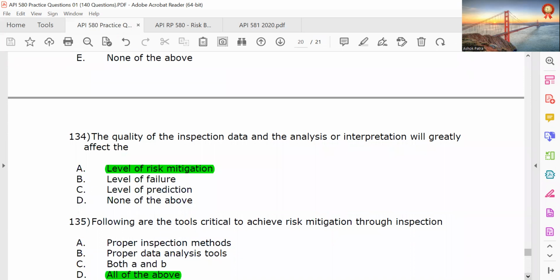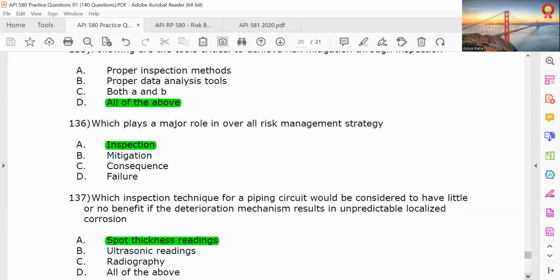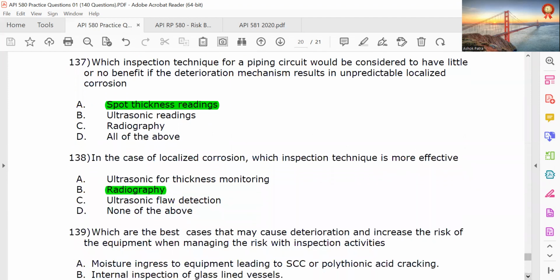The quality of inspection data and analysis of interpretation will greatly affect the level of risk mitigation. Following are the tools critical to achieve risk mitigation through inspection: proper inspection methods and proper data analysis method tools, which play a major role in overall risk management strategy inspection. Which inspection technique for a piping circuit will be considered to have little or no benefit if the deterioration mechanism results in unpredictable localized corrosion spot thickness readings? In case of localized corrosion, which inspection technique is more effective? Radiography.